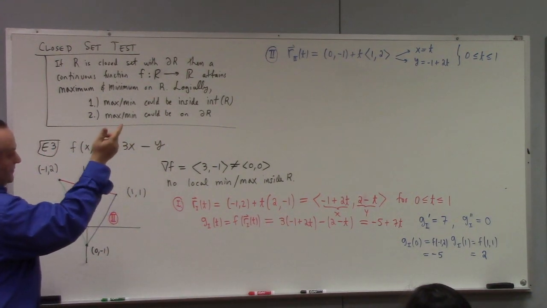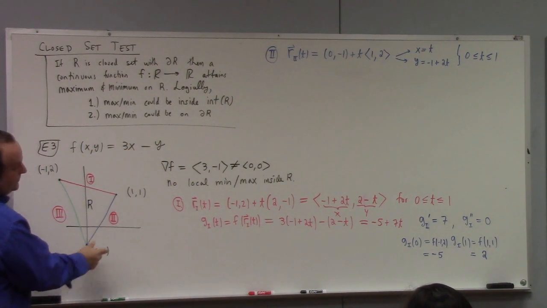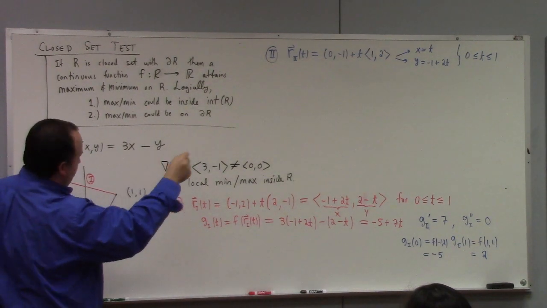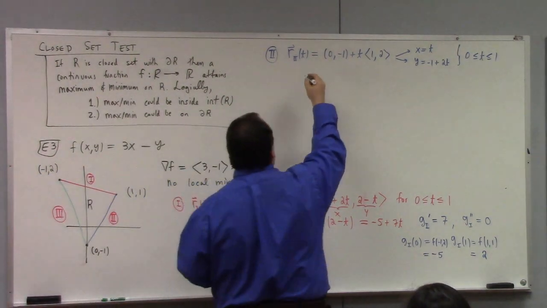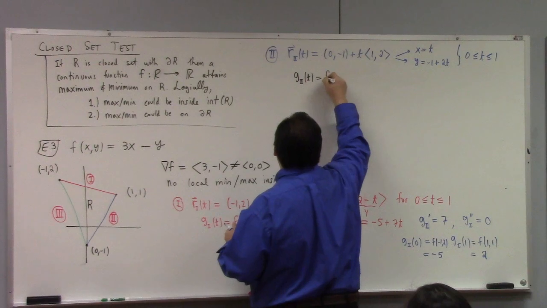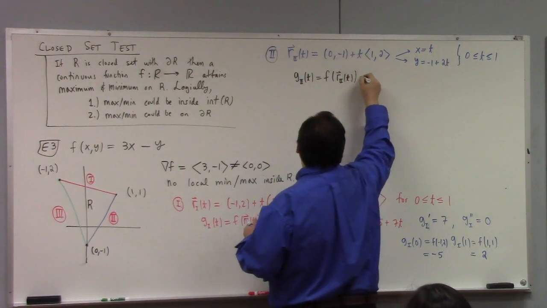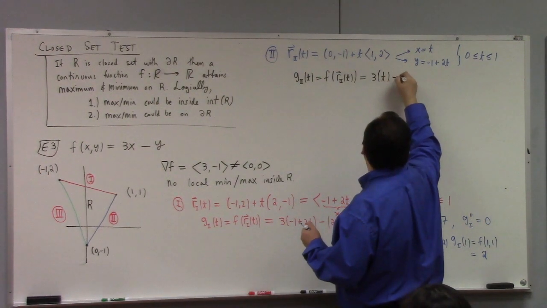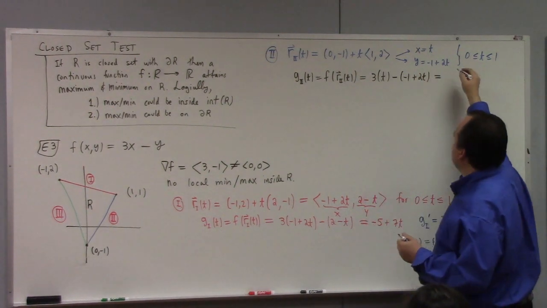All right, so does it make sense? T equals 0 gives me x equals 0, y equals -1, which is there. T equals 1 gives me x equals 1, y equals -1 plus 2, which is there. Okay, check. Now I'm going to calculate g2, which for me is going to be the restriction of f, in other words, f along that line segment, which is 3 times t minus -1 plus 2t, which is what?